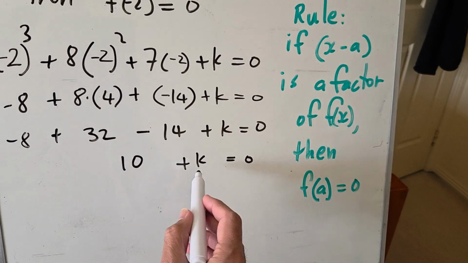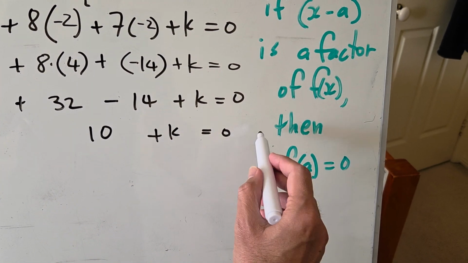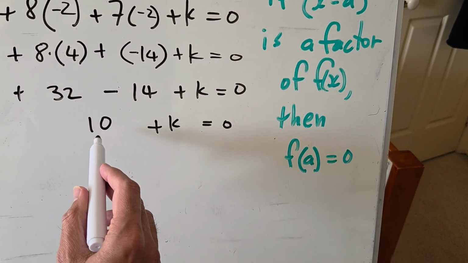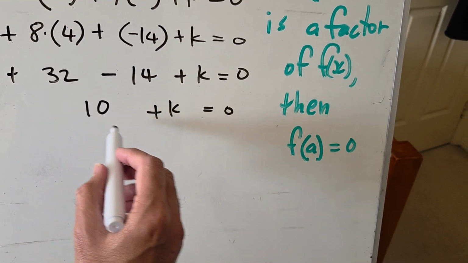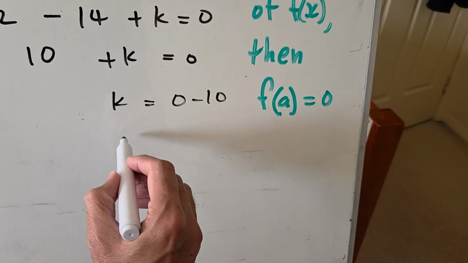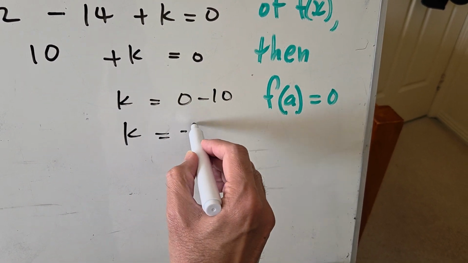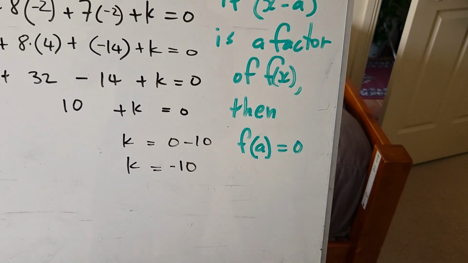How do you solve for k then? Isolate the k on the left hand side and move the 10 to the other side. The 10 over here is positive, so on the other side it will become negative. Over here it is adding, on the other side it will subtract. So k is equal to 0 minus 10. Therefore, the value of k is equal to negative 10. That's the final answer. K equals negative 10.